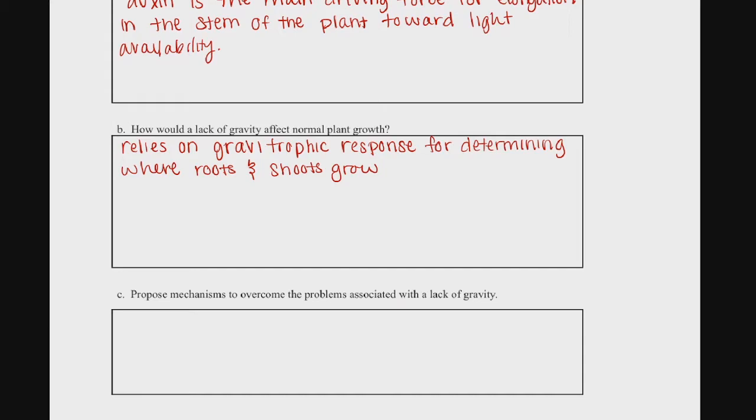And so, in the absence of gravity, auxin concentrations in the root and shoot would not actually vary. There would be no gravitropic responses or signals for the plant to respond to. And so neither growth of the shoot away from gravity nor growth of the root toward gravity would occur. So the orientation would be off.